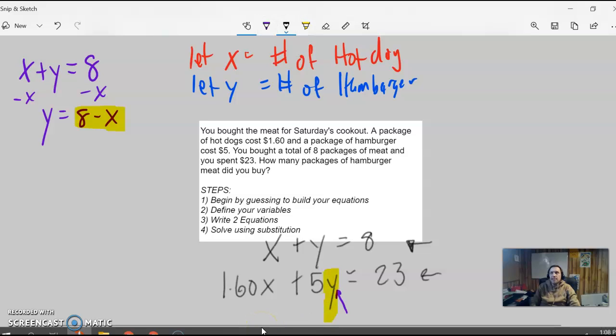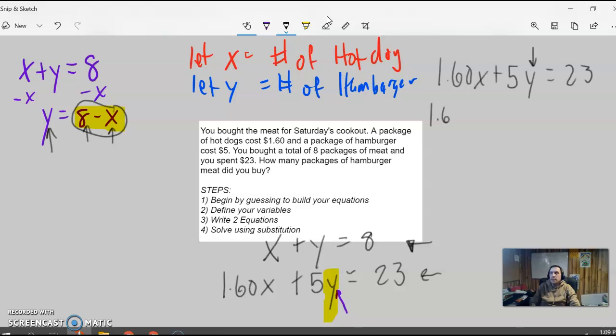So let's take the second equation: $1.60 times hot dogs plus $5 times the number of hamburgers equals $23. Well, now we know the number of hamburgers is equal to 8 minus the number of hot dogs. So this is 8 minus the number of hot dogs, and we're going to substitute that in right here.